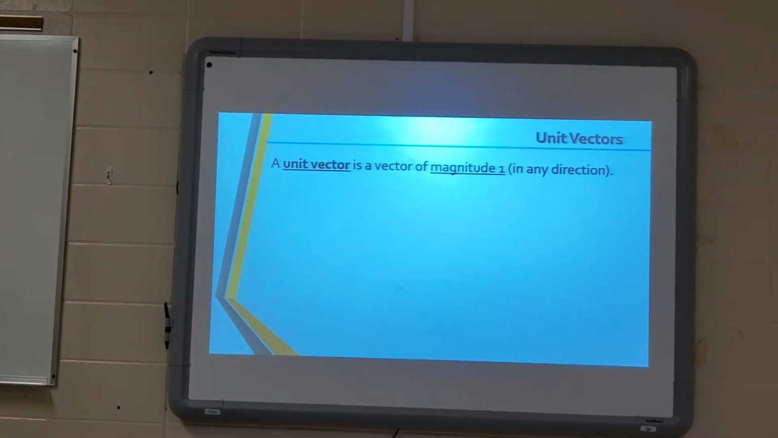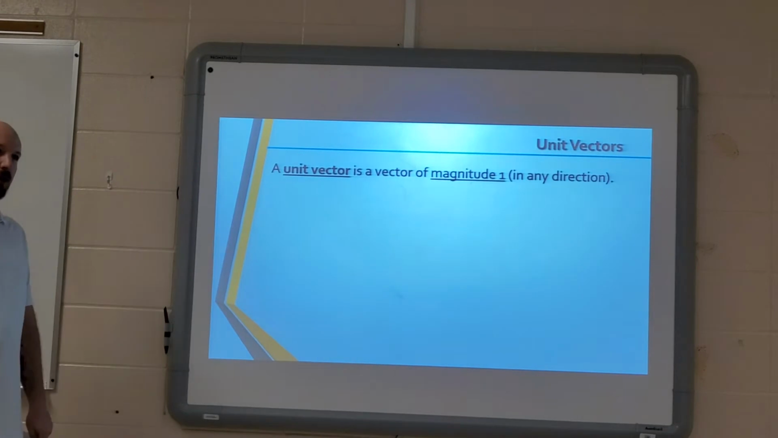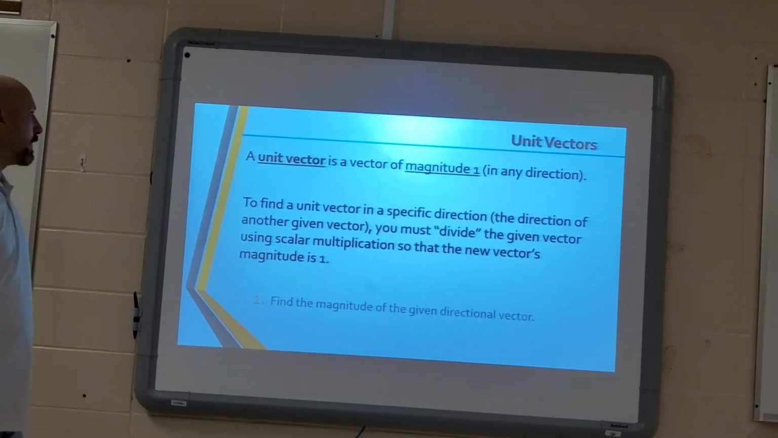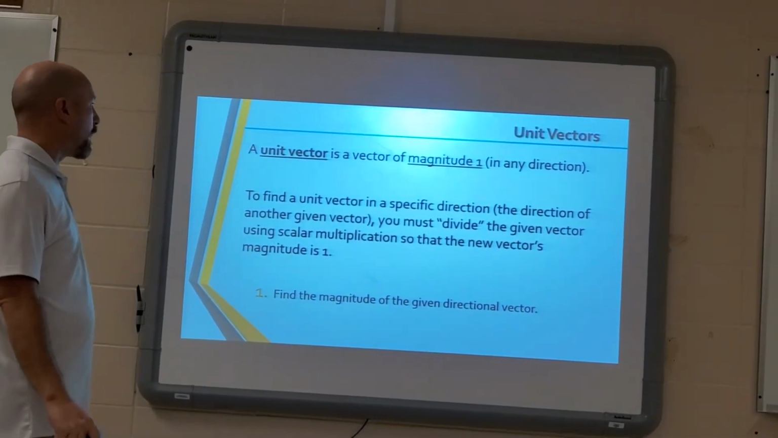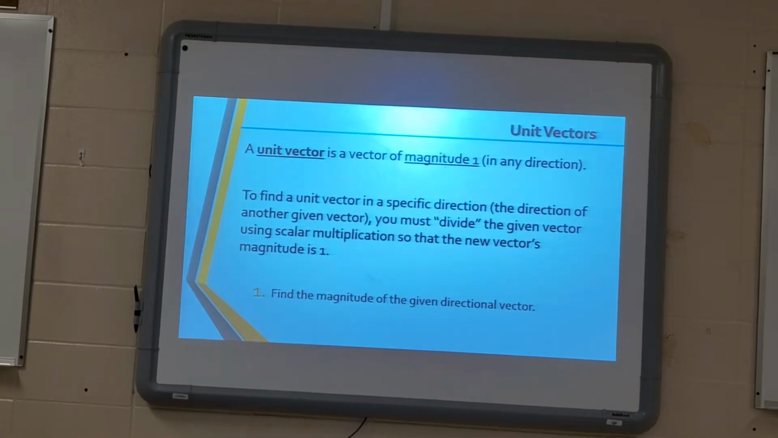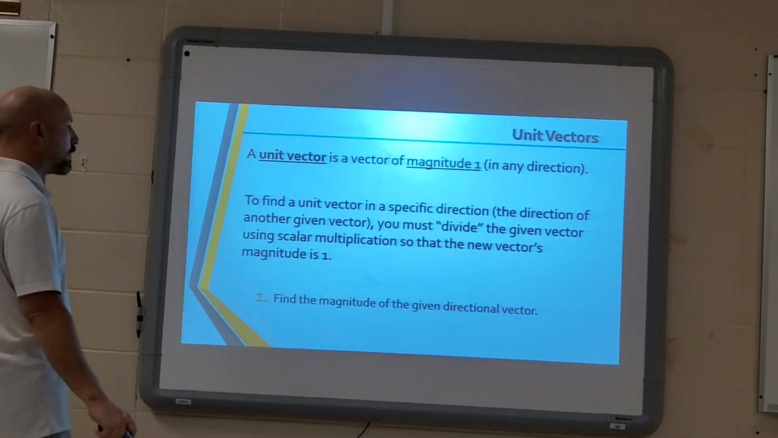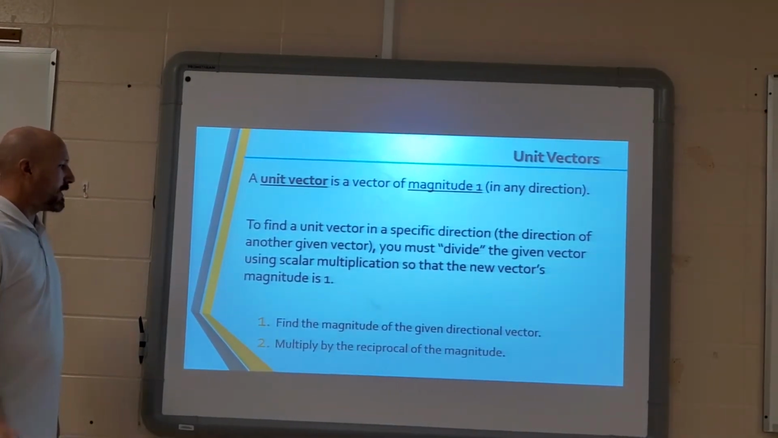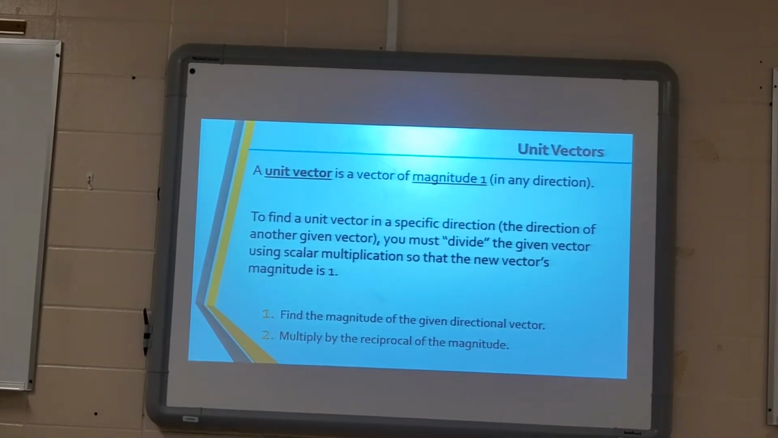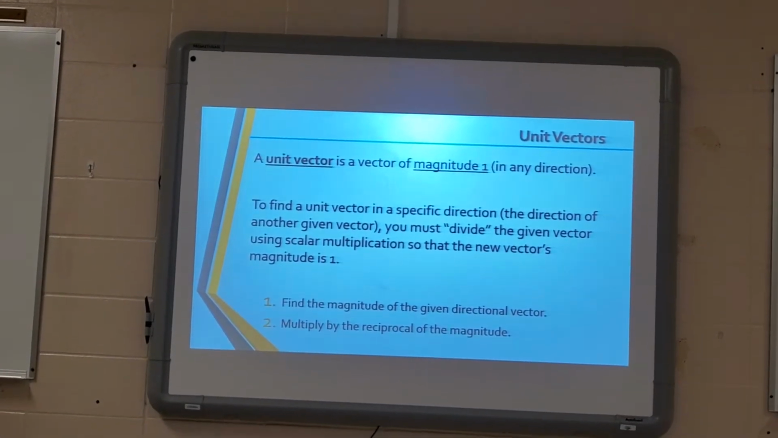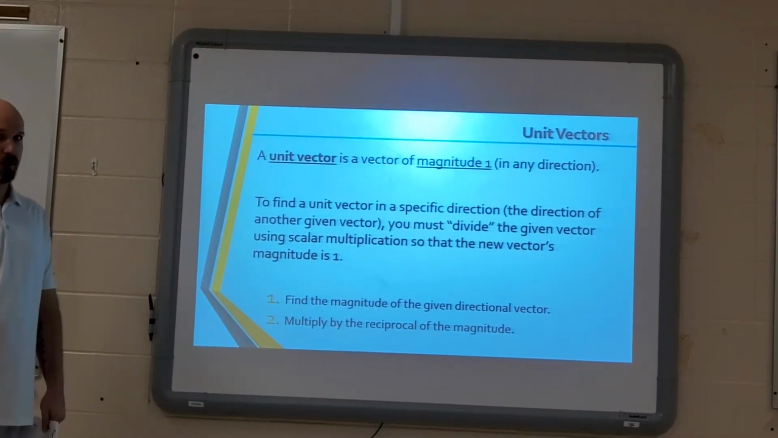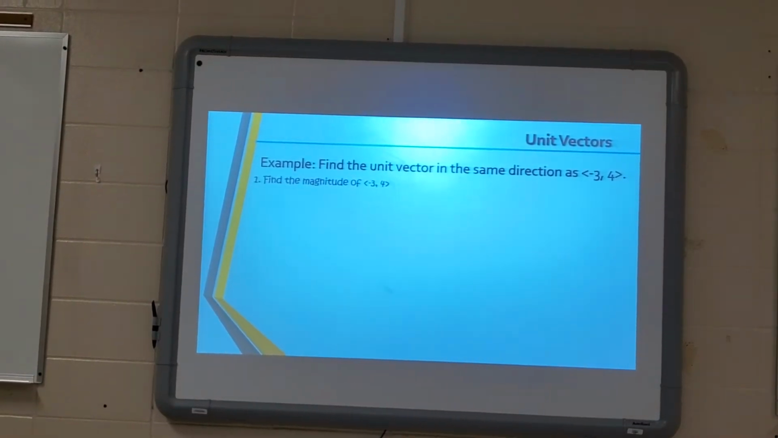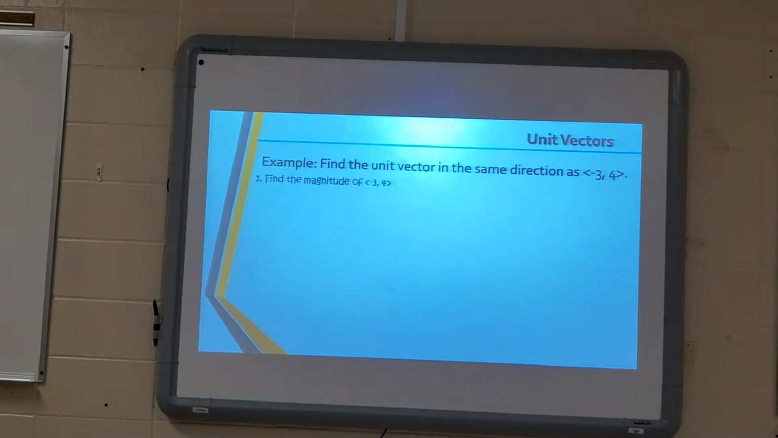All right, so a unit vector is a vector of magnitude 1 in any direction. So it just means that its length is 1. To find a unit vector in the direction of another given vector, you must divide the given vector using scalar multiplication so that the new vector's magnitude is 1. Step 1: find the magnitude of the given directional vector. Step 2: multiply by the reciprocal of the magnitude. So, find the unit vector in the same direction as negative 3, 4.